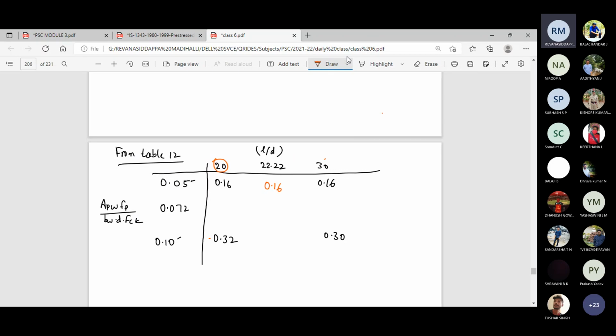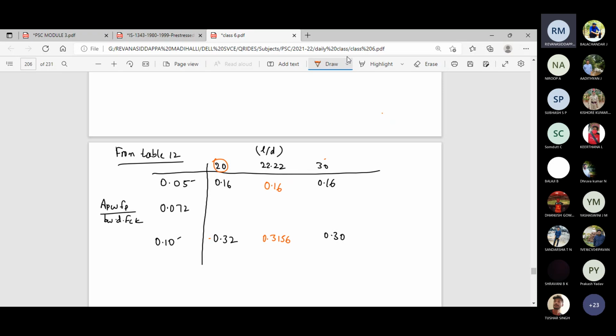You need to obtain the value for 22.22. If we do the interpolation and solve for 22.22, you will get the answer as 0.3156. This 0.3156 is the interpolation between 0.3 and 0.32, corresponding to the values of L by D 20 and 30. Okay, we have obtained the value for 22.22.